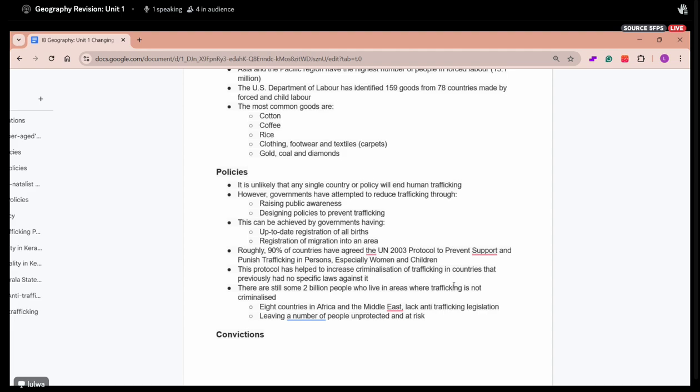Roughly 90% of countries have agreed to the UN 2003 protocol to prevent, support, and punish trafficking in persons, especially women and children. This protocol has helped to increase criminalization of trafficking, and there are still some 2 billion people who live in areas where trafficking is not criminalized. So you have 8 countries in Africa and the Middle East who lack anti-trafficking legislation, which leaves a number of people unprotected and at risk.